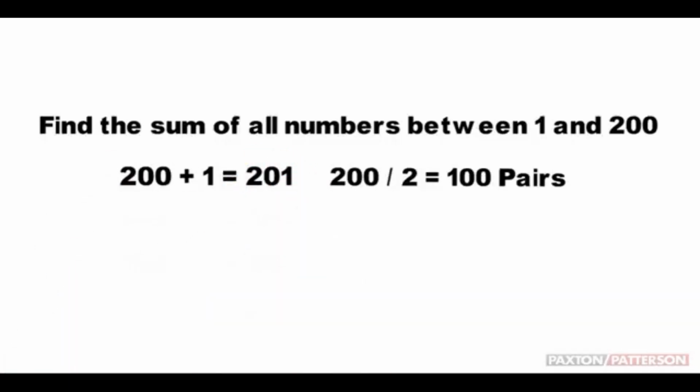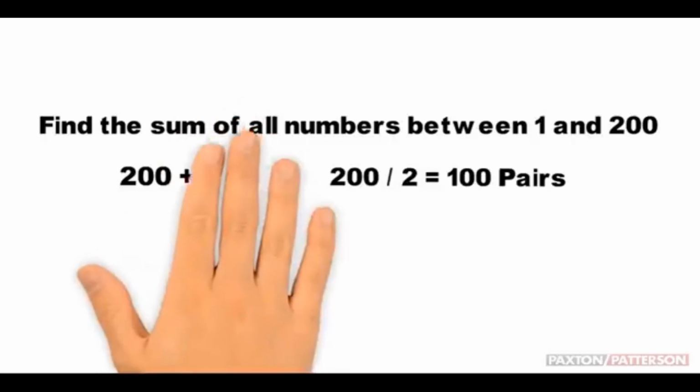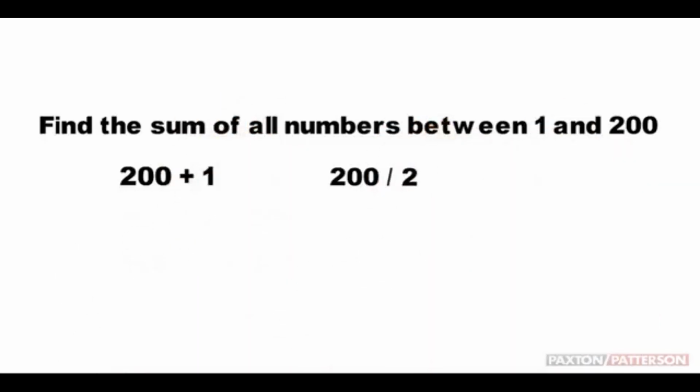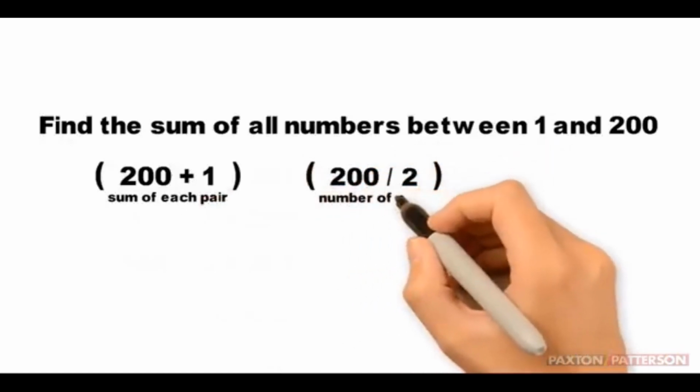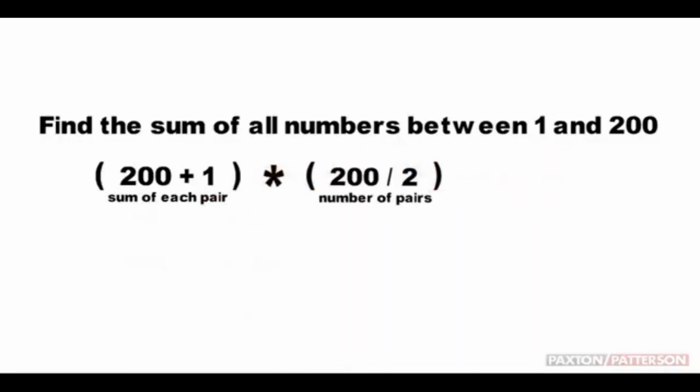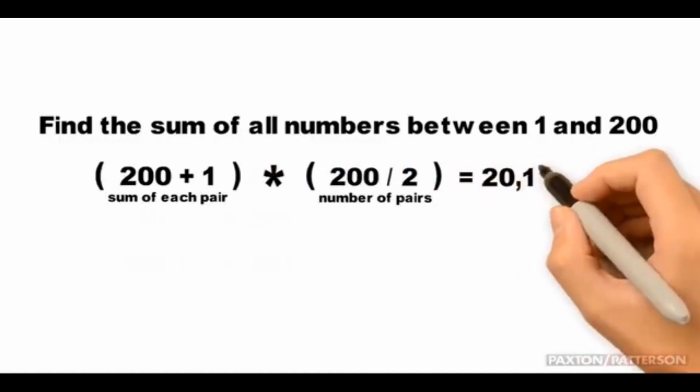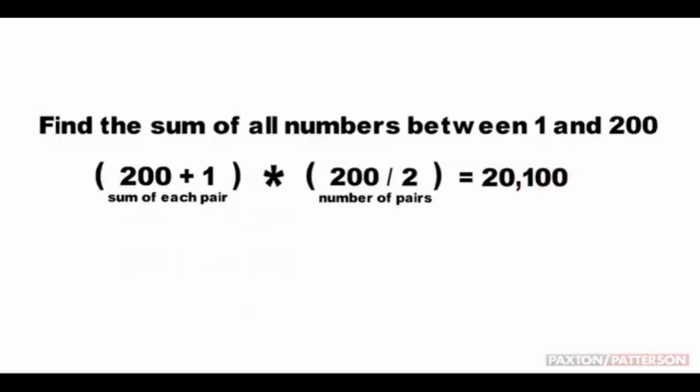Now, if we focus only on the important details, we see that we can express the problem as an equation. 200 plus 1 tells us the sum of each pair. 200 divided by 2 tells us the number of pairs. Multiply them together, and we find that the sum of all numbers between 1 and 200 is 20,100.